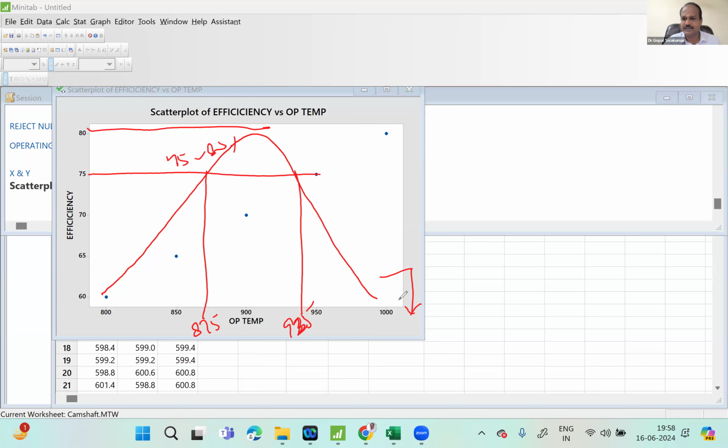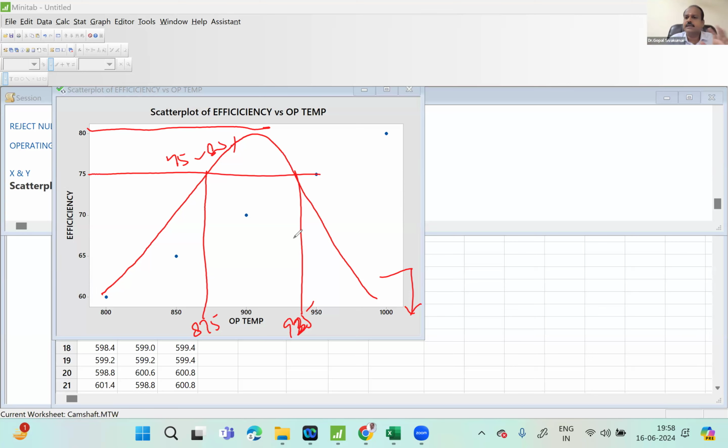Extrapolation, isn't it? If you want to achieve 90% efficiency, then you may have to operate the boiler beyond 1000 degrees Celsius. Now you check whether your boiler can withstand beyond 1000. If it cannot withstand, there is no option. That means you need to look at some other factors for further improvement. This factor can only improve this much. Clear, all of you?